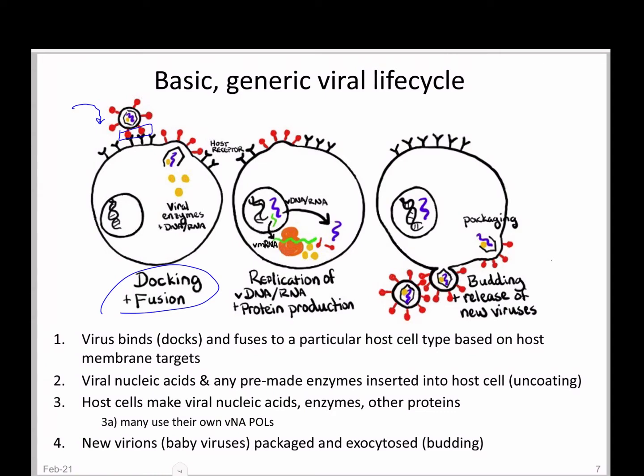And we said we had those glycoproteins on the outside of a lot of viruses that we're going to recognize and selectively bind to molecules on the outside of the host cell called host receptors. And so once that virus binds, it can then fuse to the membrane and then be endocytosed. It's pulling in the viral enzymes and whatever nucleic acid that virus has, DNA or RNA, and those are going to be released from the viral shell into the cytoplasm, and we call that uncoating.